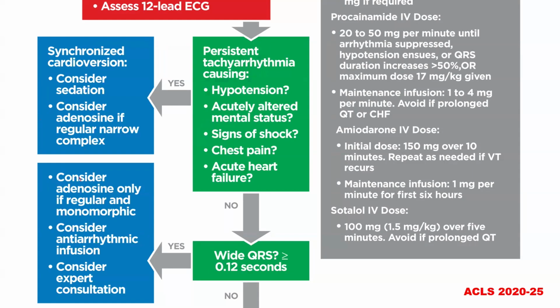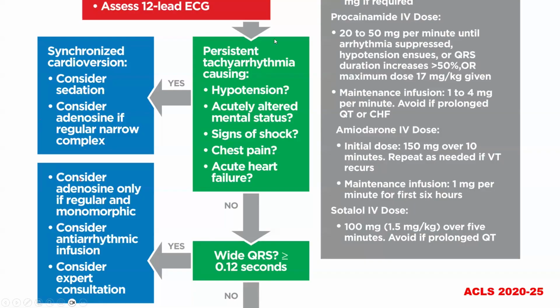Amiodarone, that is the most go-to medication after adenosine. Initial dose is 150 milligram over 10 minutes. Repeat as needed if VT recurs. Maintenance infusion 1 milligram per minute for the first 6 hours. Sotalol 100 milligram over 5 minutes. Avoid if there is a prolonged QT. Since there is the limitation on QT intervals, adenosine followed by amiodarone is the best way to do it.